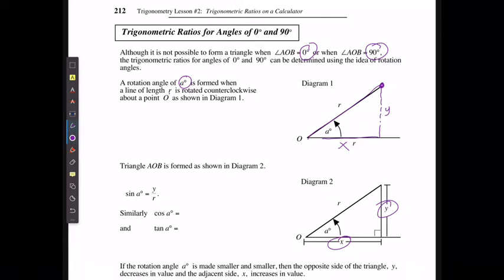So sine of angle A is going to be y over r, which means that cos of angle A is going to be the length of x divided by r. And tan of angle A is going to be my y divided by x. Now if my length of y divided by my length of x is equal to tan, that also happens to be my change in height versus change in horizontal, or rise over run, which is why tan is also my slope.